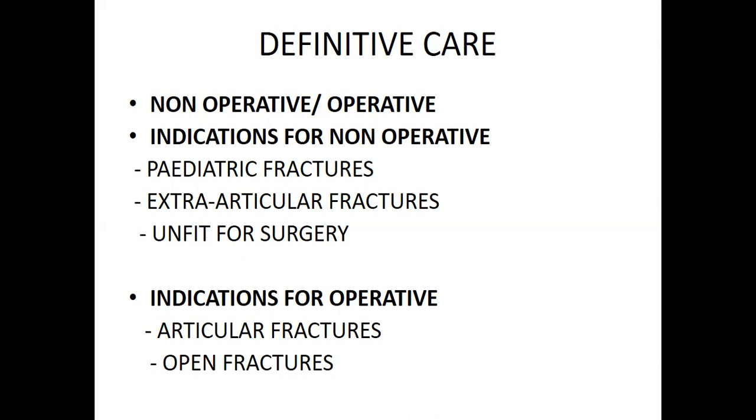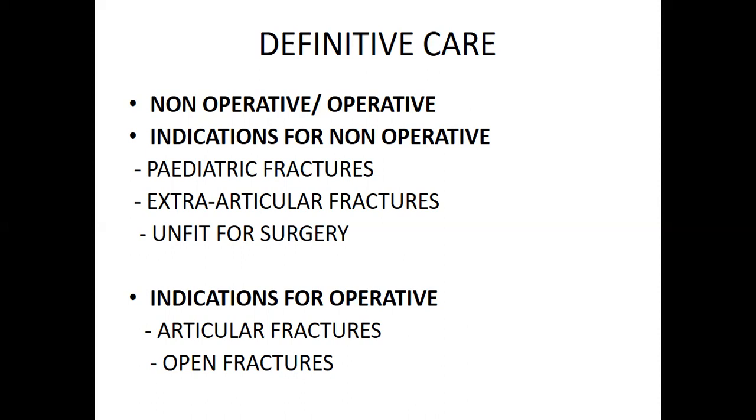Then there are also people who have extra-articular fractures. There are some fractures that are not in a weight-bearing region, like the lower limb, and they are closed. They are diaphyseal, outside the joint. So once you are able to achieve reduction, you put a cast and it will heal without operation.